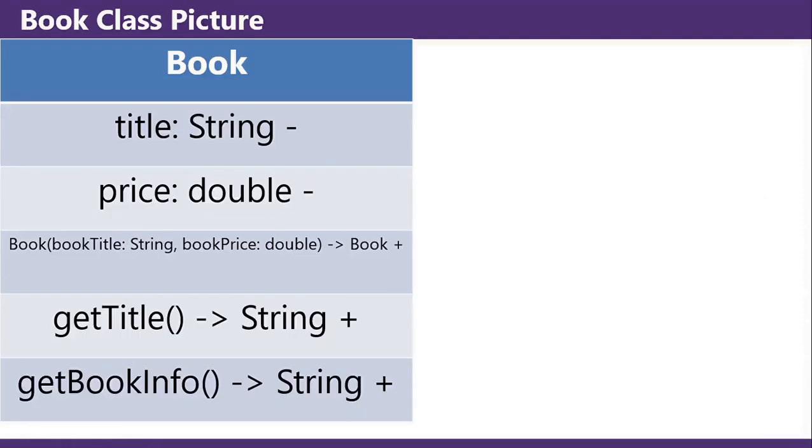The title string member that's private, the price double member that's private, and then all your methods that are public, what they return, and then for Book, the names of the arguments and the types.